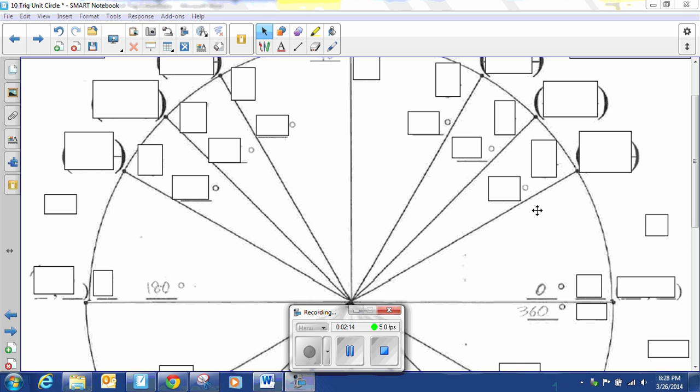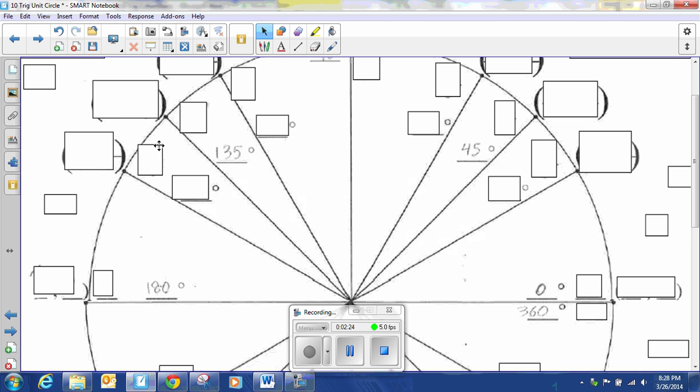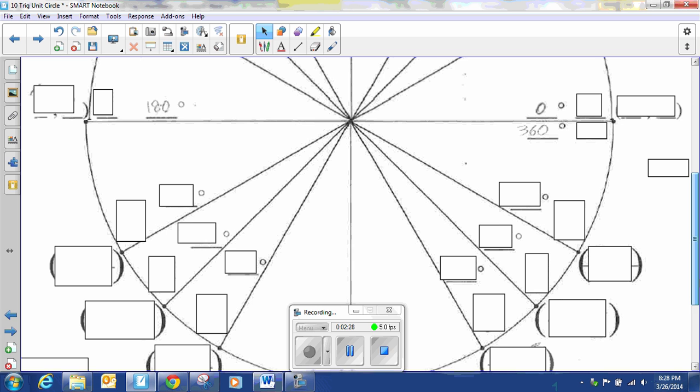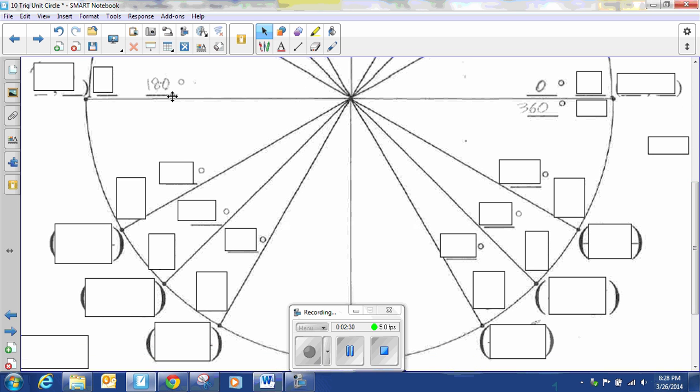Okay, next I would like to take a look at the 45-degree increments, okay? So that's basically halfway between 0 and 90. So here's 45 degrees. Over here is 135 degrees because 90 plus 45 is 135. Down in quadrant 3, we have 180 plus 45 is 225. And over here we have 45 degrees plus 270 is 315.